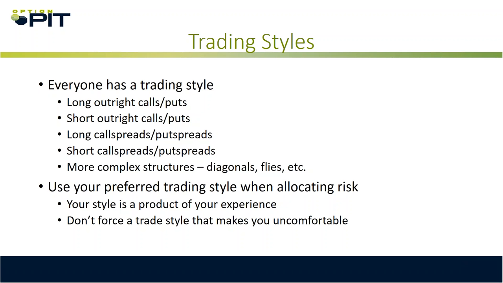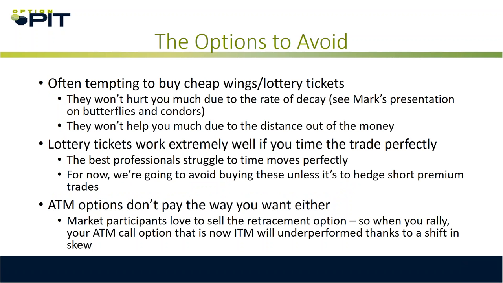All right. So I want to talk a little bit about what options I tend to avoid when you're looking at just an outright. It's really tempting to buy cheap wings and lottery tickets. You see gold rally from 1,100 to over 1,300, and when we were trading 1,100, it would have been really tempting to buy those 1,300 calls because they would have been so cheap. But there's a reason they're called lottery tickets. There's a negative expected value on them. They don't really hurt you much due to the rate of decay.